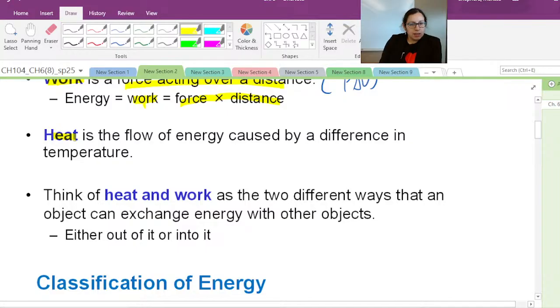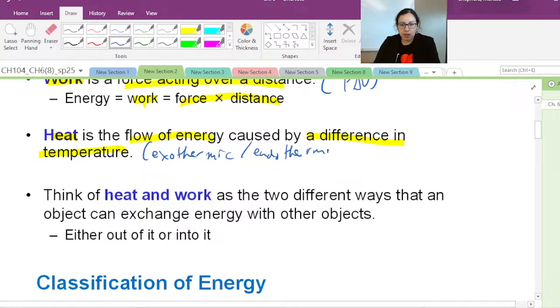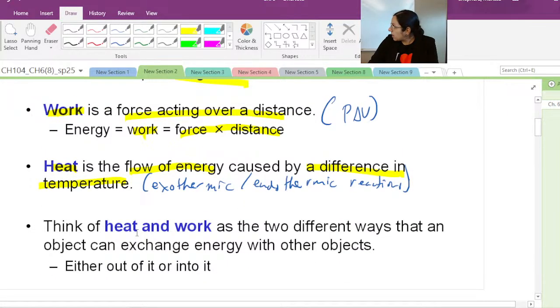Heat is just the flow of energy caused by a difference in temperature. We'll look at that in the context of exothermic and endothermic reactions, and define that later. Heat and work are two different ways that an object can exchange energy with other objects, but like I said, we'll mainly be focusing on the heat part of that in this class.